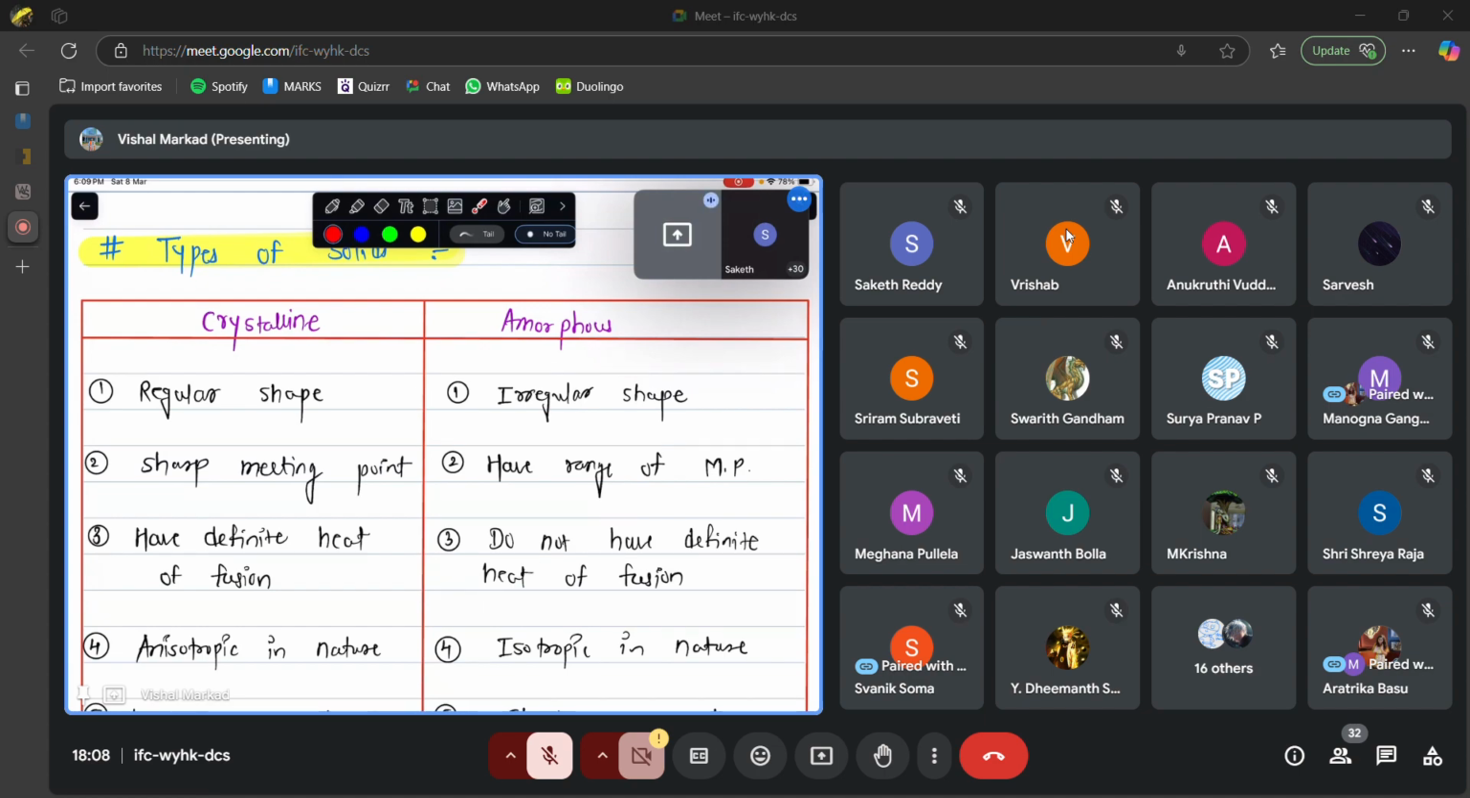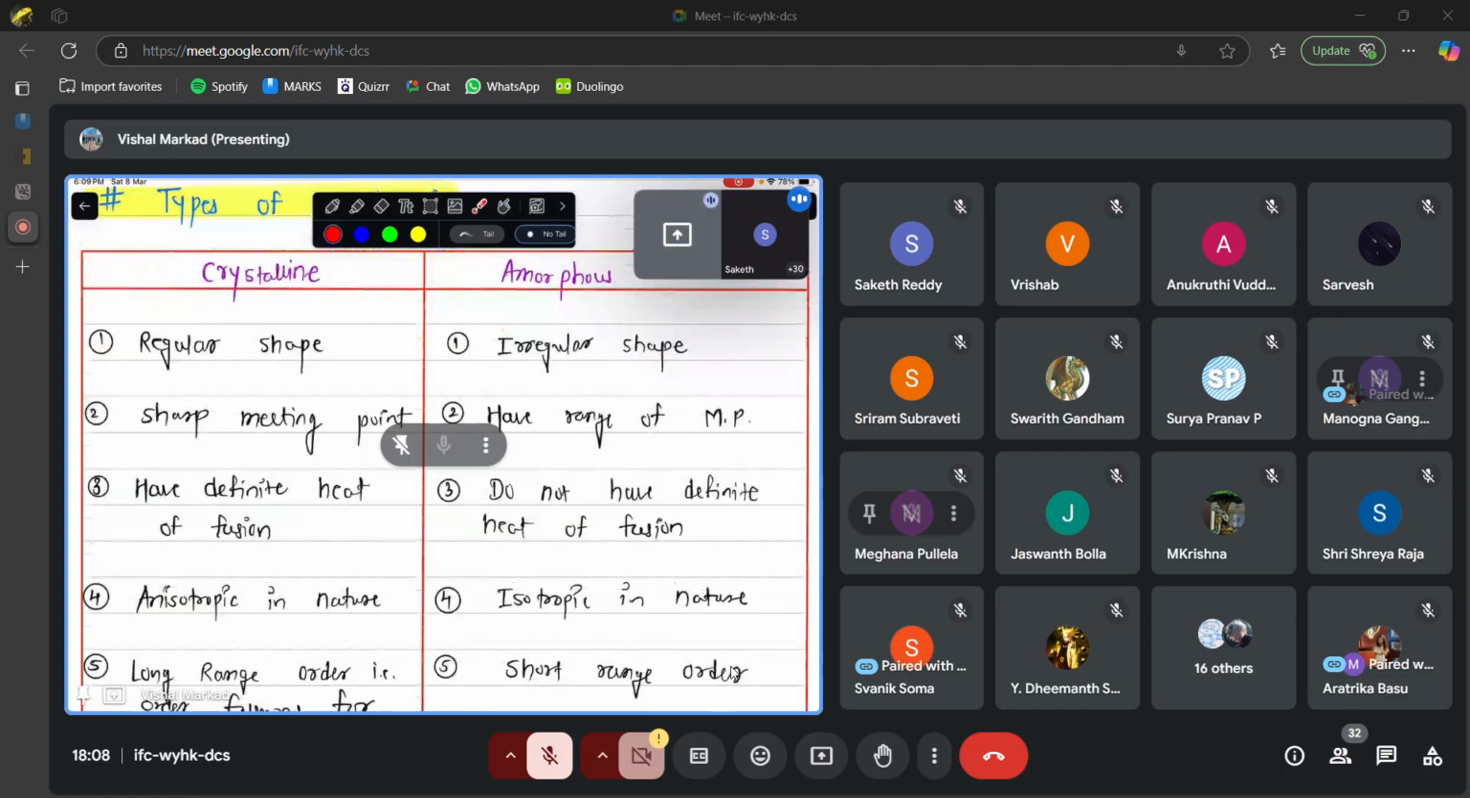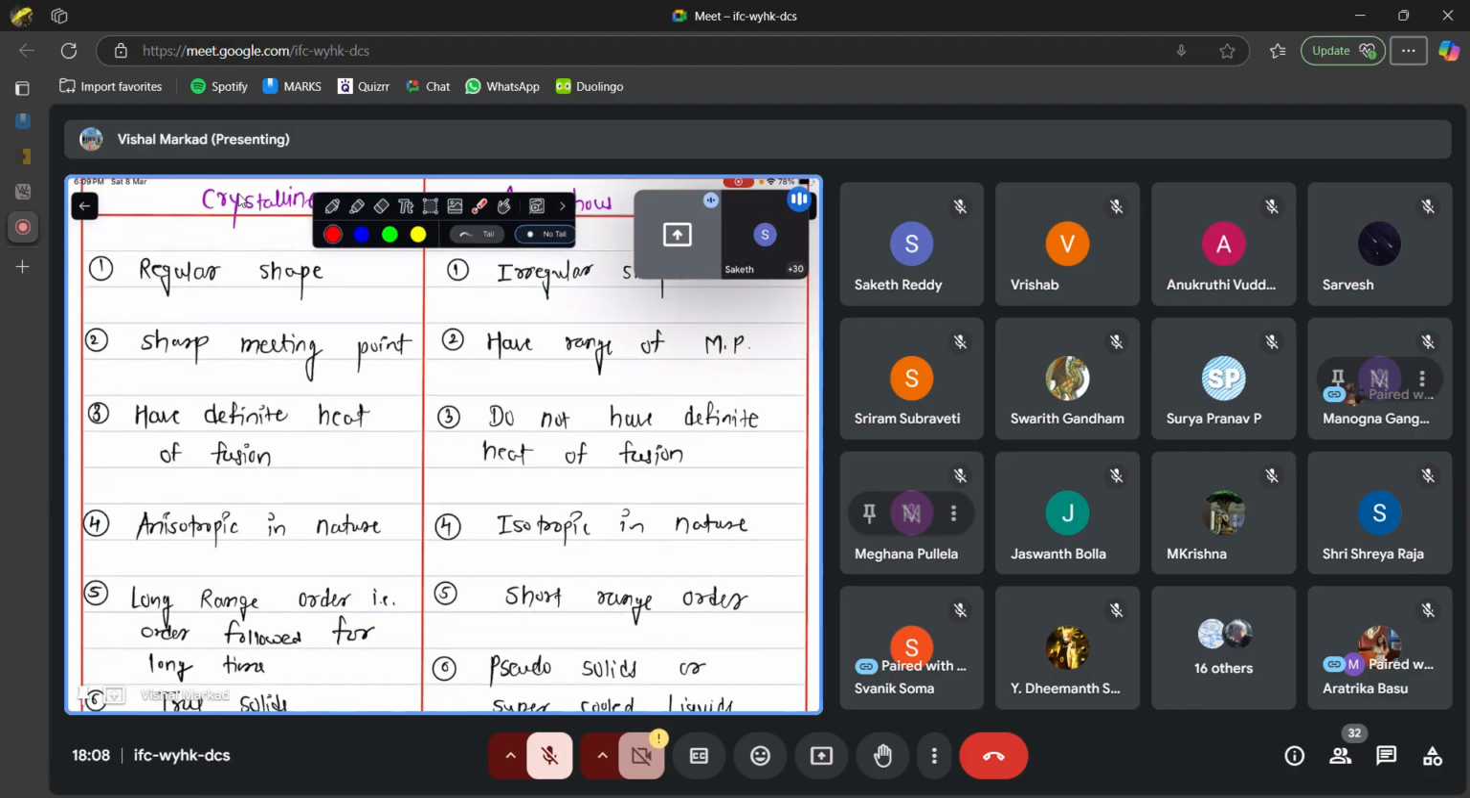Another one: crystalline solids have a definite heat of fusion also, while the amorphous do not have a definite heat. Means if one particular fixed thing is there, like a sharp melting point or sharp heat of fusion, then it belongs to the crystalline one. If it is not sharp, then it is the amorphous one. Now the fourth property is isotropic and anisotropic. Now what is this thing? Look here now.